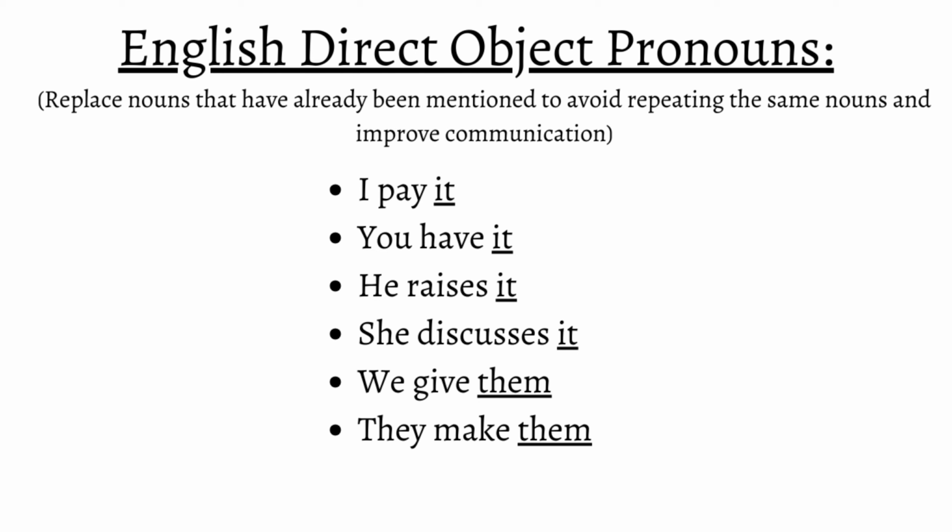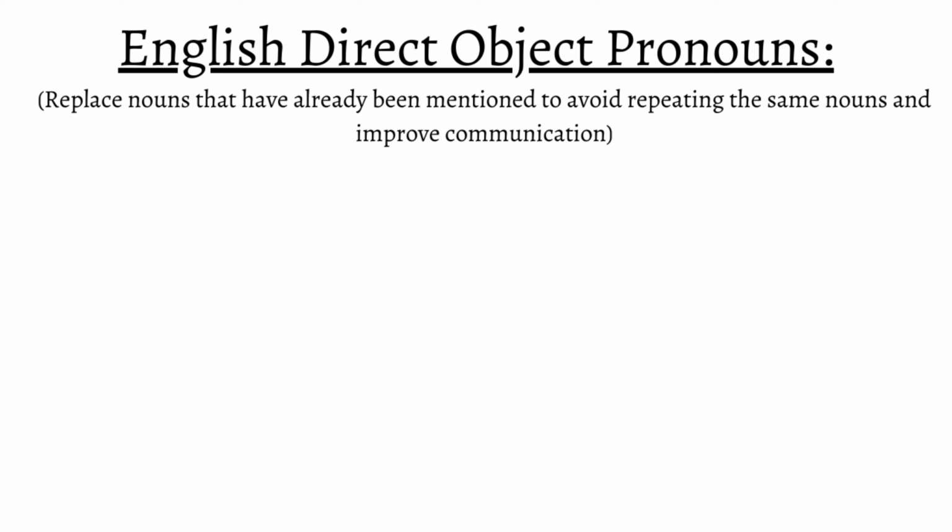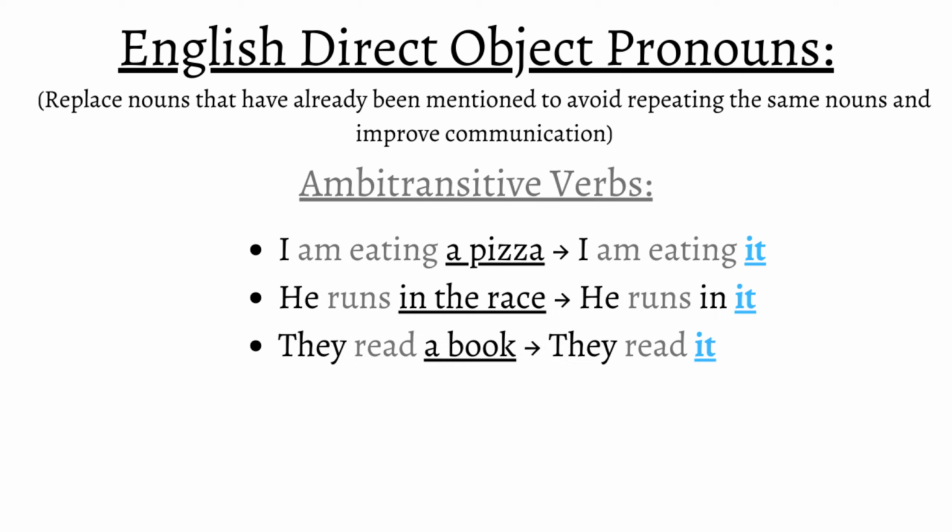He raises it. She discusses it. We give them, and they make them. In this case, it was used more than them, but the two still acted as direct objects, just in the form of pronouns. Additionally, pronouns do not work with intransitive verbs because these verbs are logical enough to make sense on their own with other components. But pronouns can work with ambitransitive verbs because they can use direct objects depending on the context.